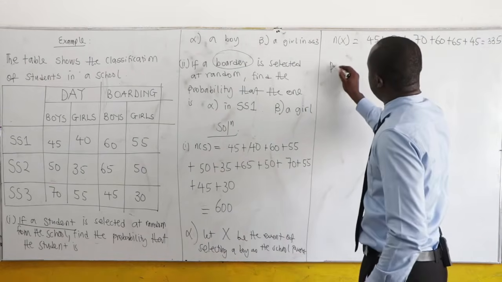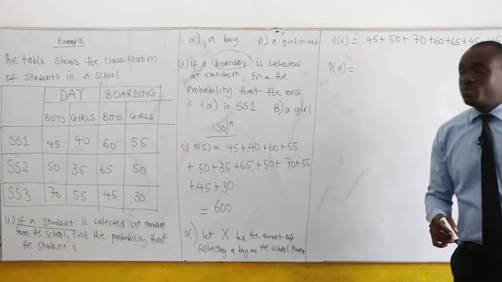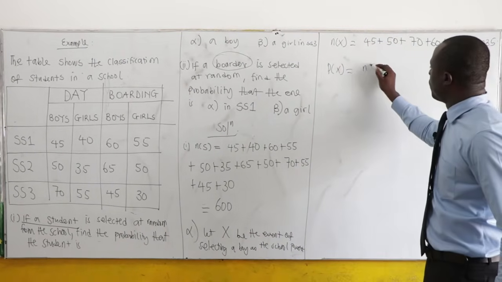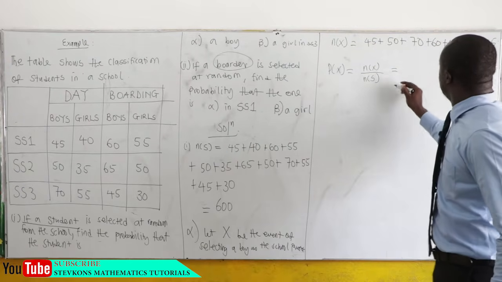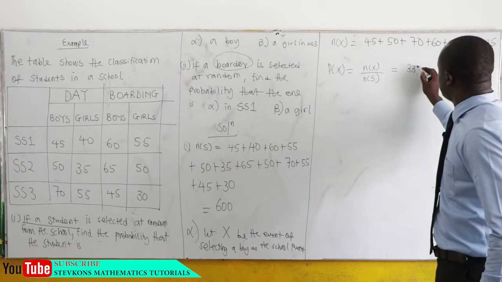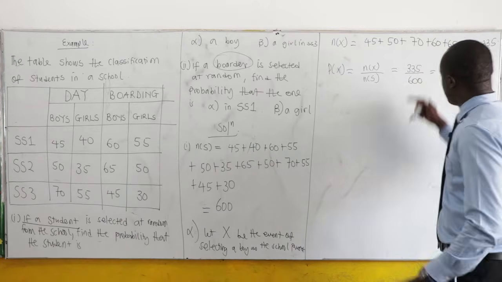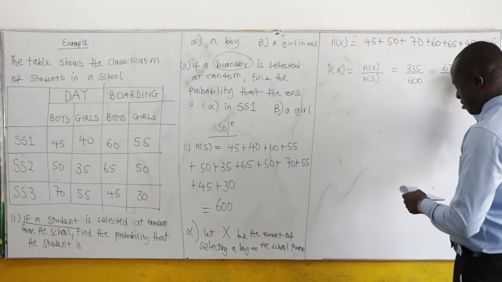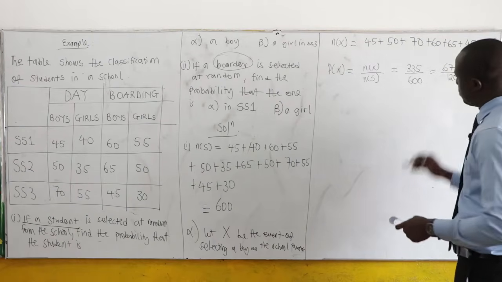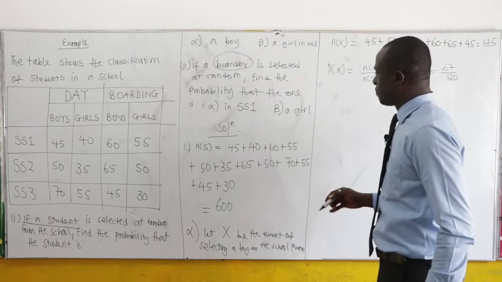Now, the probability that the student selected will be a boy will be what? The number of boys all over the number of sample space. And this was 335 all over 600. And this we can cancel out. When we cancel out, we will get 67 all over 120. So probability is number of events over number of sample space.